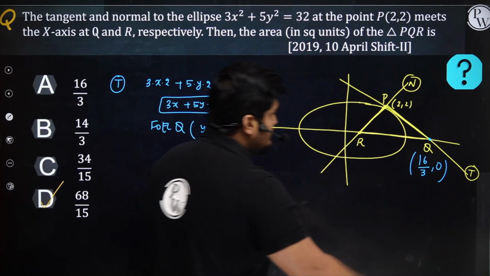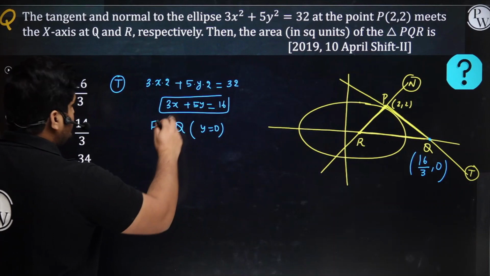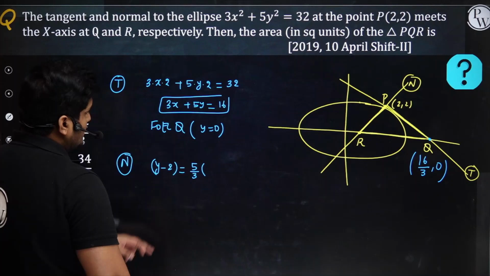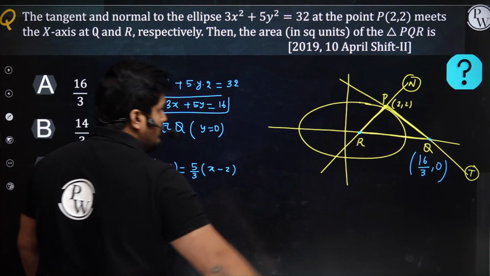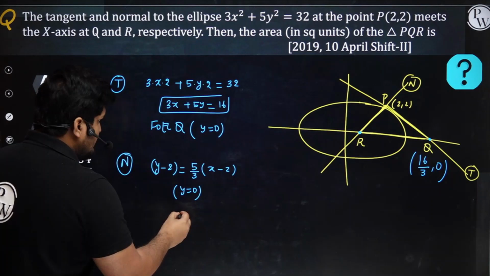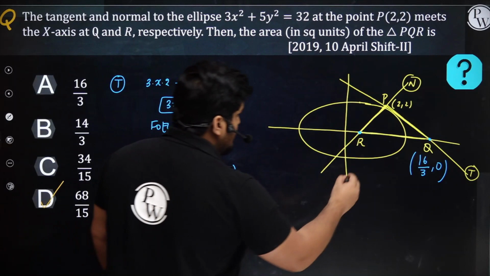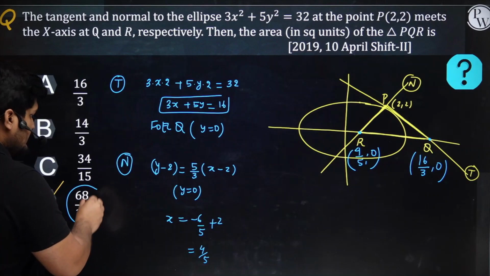Now the normal intersects at whatever point R. So what is this point R? Now the equation of the normal, I can write directly. y minus 2 is equal to, slope here is minus 3 by 5, so for the normal it will be 5 by 3, into (x minus 2). To get this point R, I need to put y equal to 0. What is x? x is equal to minus 6 by 5 plus 2, so it is 4 by 5. So this is (4/5, 0). That's it, you have all the vertices of PQR. You can find the area very comfortably, and the area will come out to be 68 by 15.